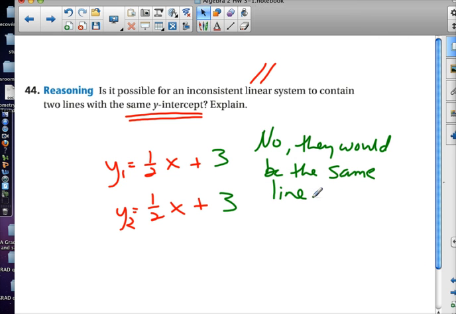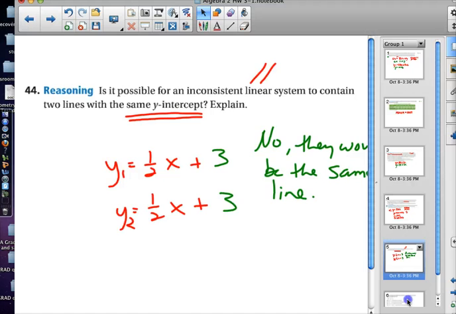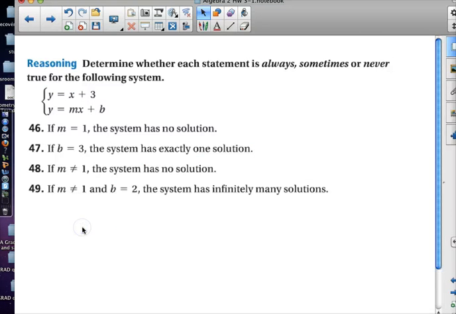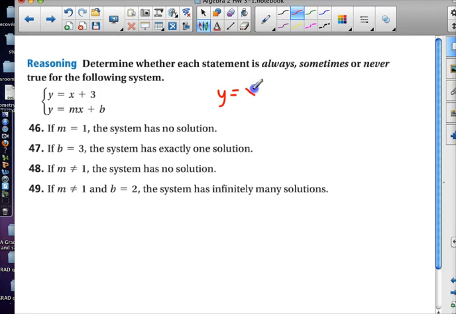And there it is. Then we had some others that were similar in being kind of abstract, which involved this reasoning here. It says, determine whether each statement is always, sometimes, or never true for the following system. And 46 says if m equals 1. So we have y equals x plus 3, and then y equals 1x plus b. If m equals 1, the system has no solution.